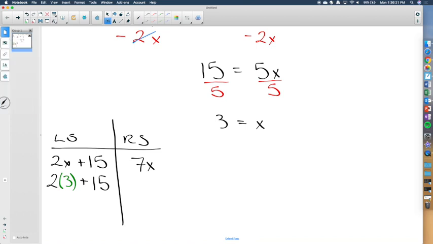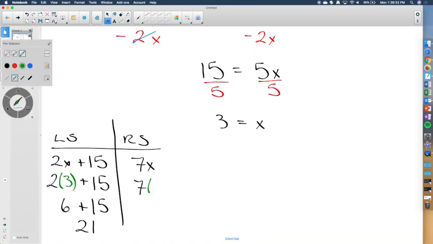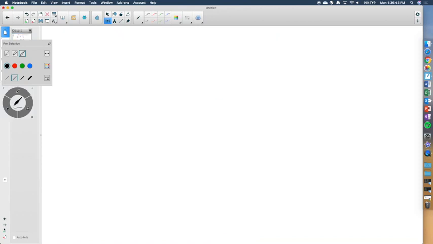So 2 times 3 instead of x would give me 6, and 6 plus 15 is 21. On the right hand side, when I substitute x with 3, 7 times 3 also gives me 21. And I can see now that I have the same value on both sides of the equal sign. Okay? All right, let's do another one.